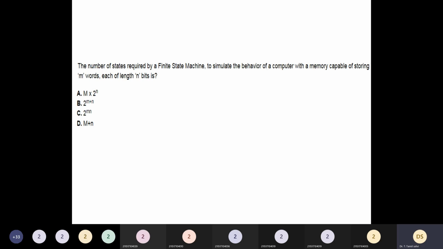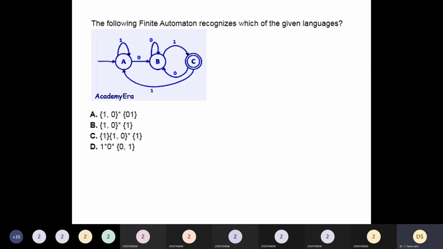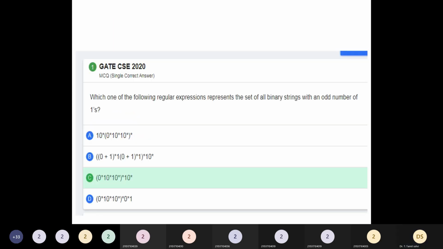And then the next one. Which one of the following regular expressions represents the set of binary strings with an odd number of ones? Here C is the answer. That is an odd number of ones. There is no condition for zeros. We have to apply the condition on ones alone, which should be an odd number of ones. So finally, you will be getting 0 star, 1, 0 star, 1 0 star, etc.